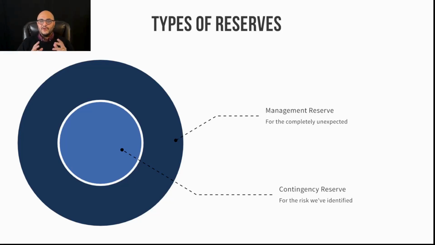Right. So we've covered quite a few things here. We talked about different types of costs. We talked about estimating costs and the different types of reserves you need to have on a project.